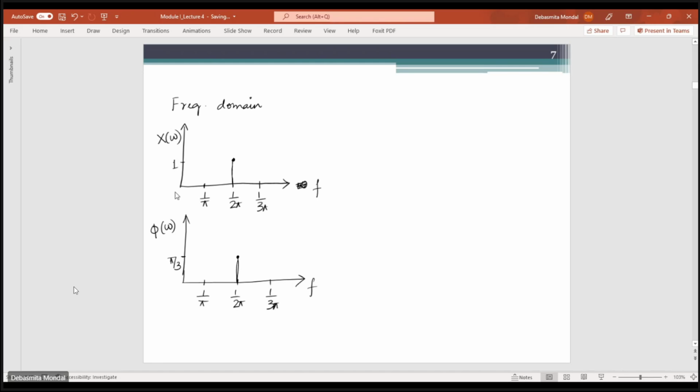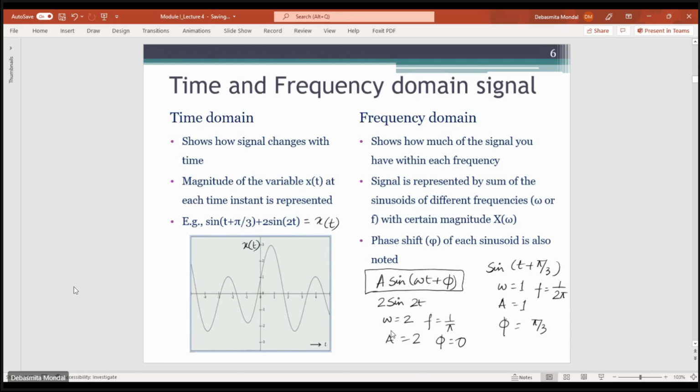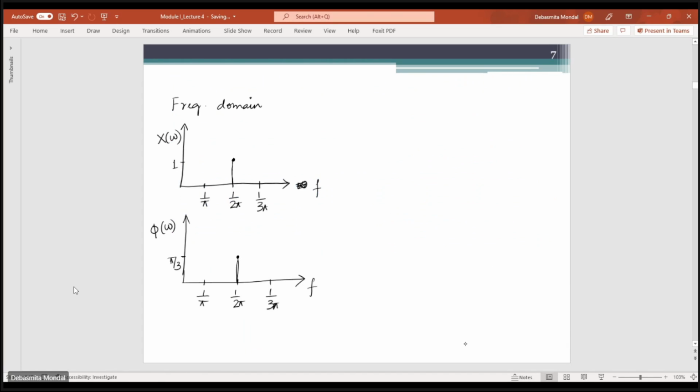Right, and then you have another component which corresponds to f equals 1 by pi, and at frequency f equals 1 by pi, the amplitude is 2 and the phase is 0. So at 1 by pi, you can draw the signal like this. So this is 2 and here this is 0.